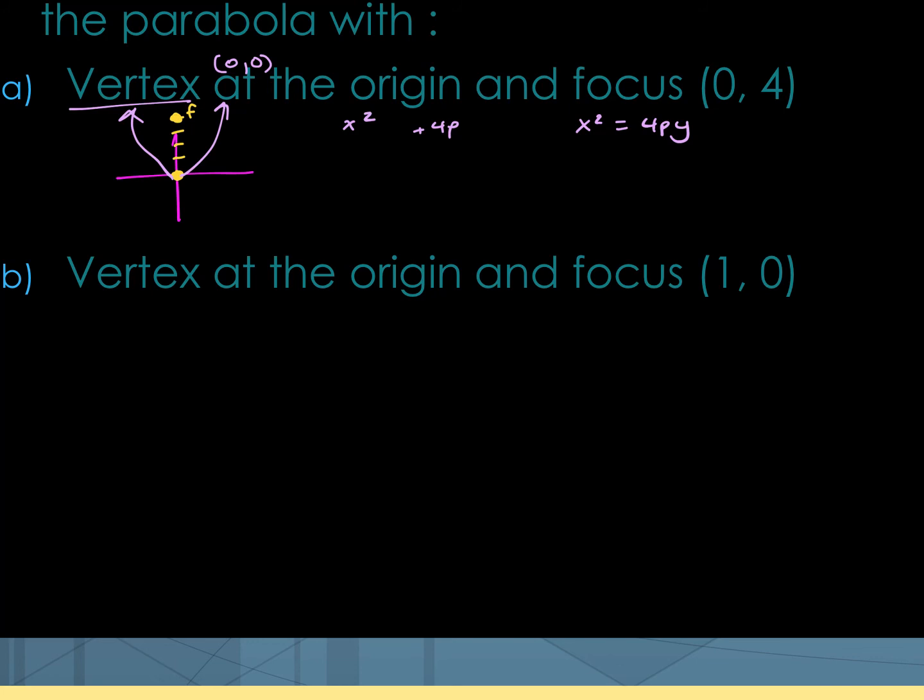Yeah, right? Distance from the vertex to the focus. So 1, 2, 3, 4. That's p. P is 4. So now I get x squared equals 4 times y. X squared would equal 16y.